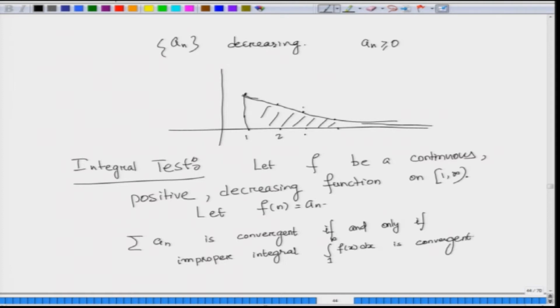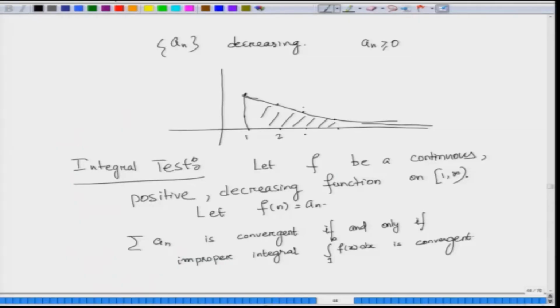Recall, what is the meaning of the improper integral to exist, or to be convergent? We need to look at the integral from 1 to x, which must be Riemann integrable for every x greater than 1, then we take the limit as x goes to infinity. If that limit exists and is finite, then we say that the improper integral is convergent. We will not prove this; intuitively, this is the proof.